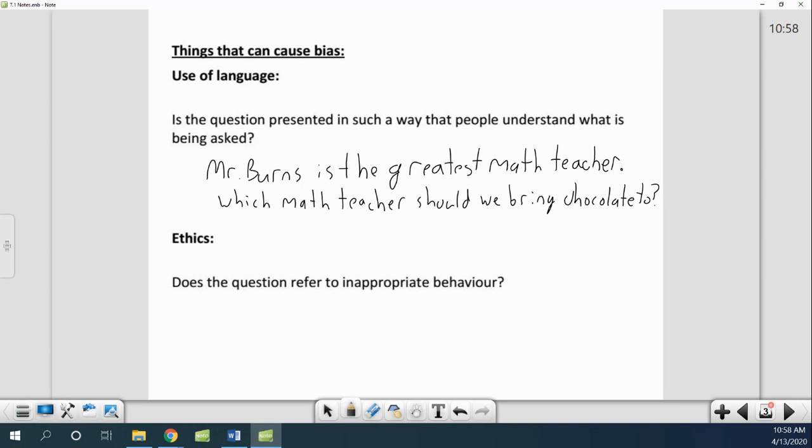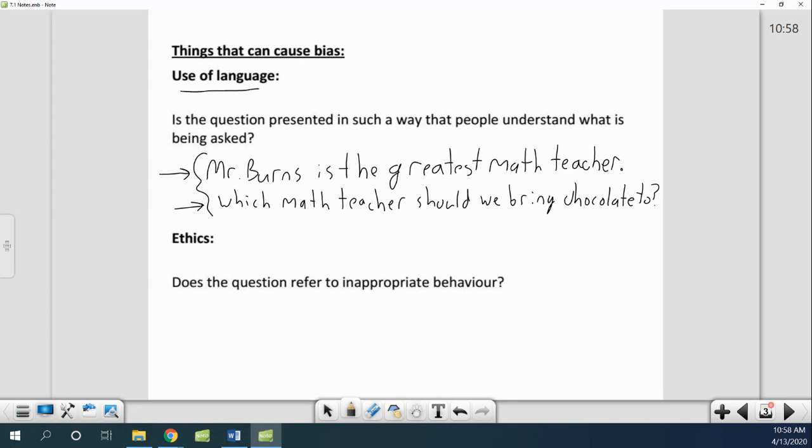Now, I had an opening statement describing some of what was going on, which is very common in surveys, giving some context. But the context here is misleading. Well, I mean, I think I'm the greatest math teacher. You may disagree. But the fact that that's written into the survey question is going to change this answer. If you tell people who aren't super familiar with the math teachers in the building this question, they're going to be much more likely to vote for me as the teacher we should bring chocolate to, right? Just because the use of language has biased it a little bit.